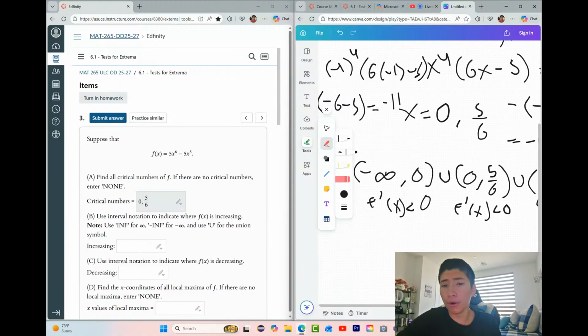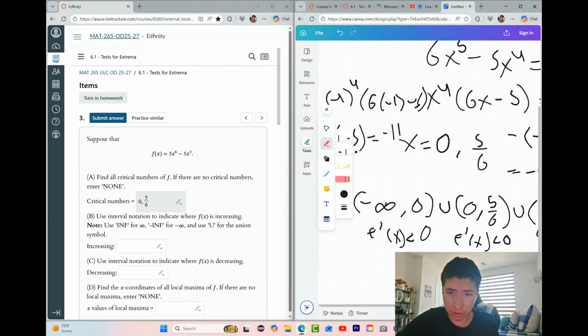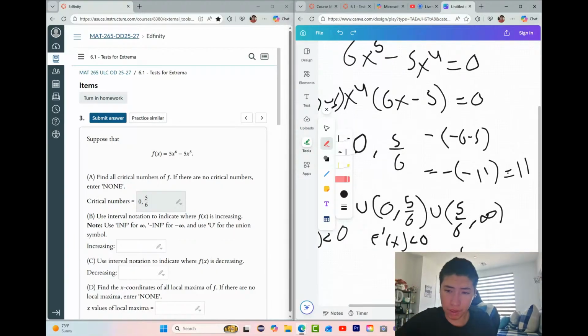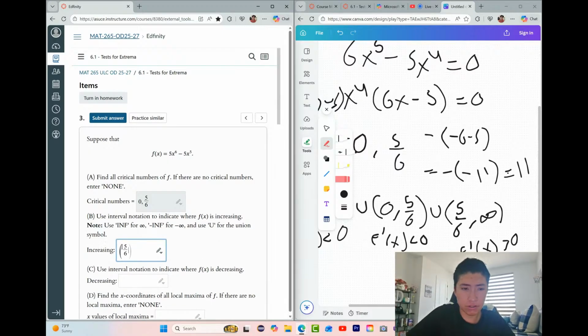And how about above 5/6? So we know that this is going to be positive over here, right? Yeah, that's positive. And then here we're going to get positive. So here we know that f prime of x is greater than 0. So it looks like the only time it is increasing is going to be from 5/6 all the way to infinity. Is that right?